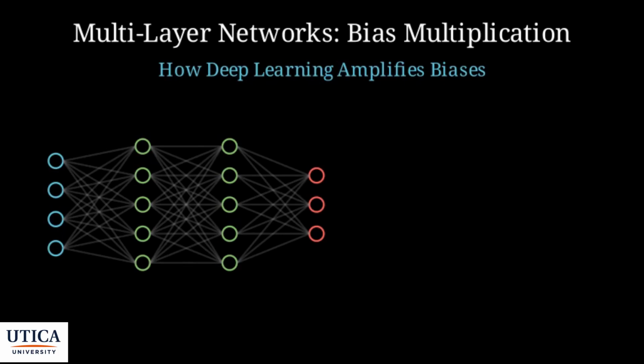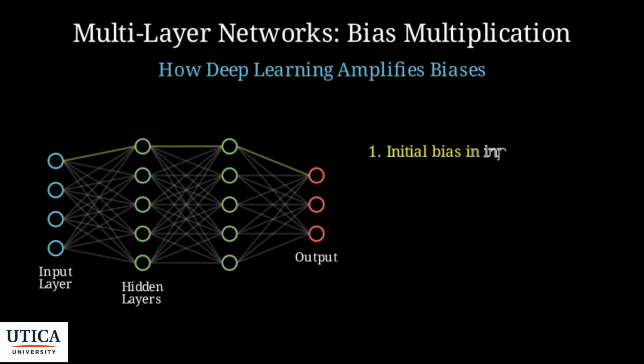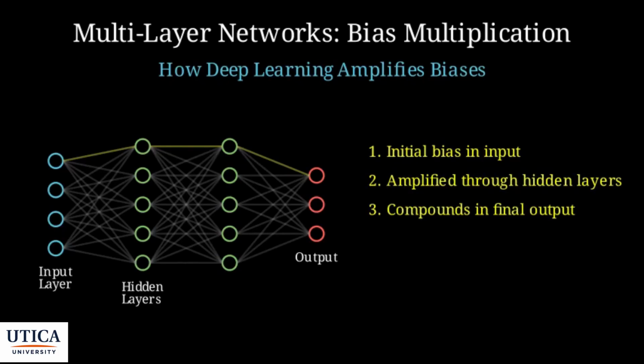Now let's track how bias can flow through this network. Watch the yellow path. It shows one possible route for bias to travel through the system. The process happens in three steps. First, we start with the initial bias in the input data. Then the bias gets amplified as it passes through each hidden layer. Finally, these effects compound when we reach the output.